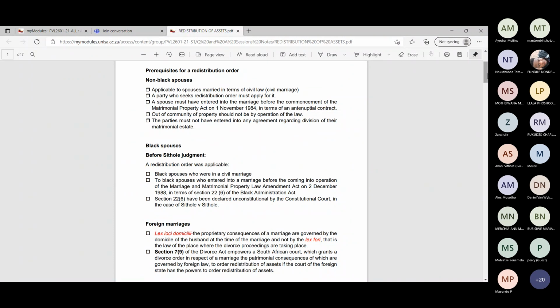So this basically means that this provision, in terms of Section 22, subsection 6 of the Black Administration Act, is no longer applicable. The spouses who can still make use of a redistribution order are non-black spouses who entered into marriage before 1 November 1984, and black spouses who are only married in terms of customary marriages. Black spouses who are married in terms of the civil marriage no longer have the right to request the court to order redistribution of assets, because there is no provision which gives them the right to do that.